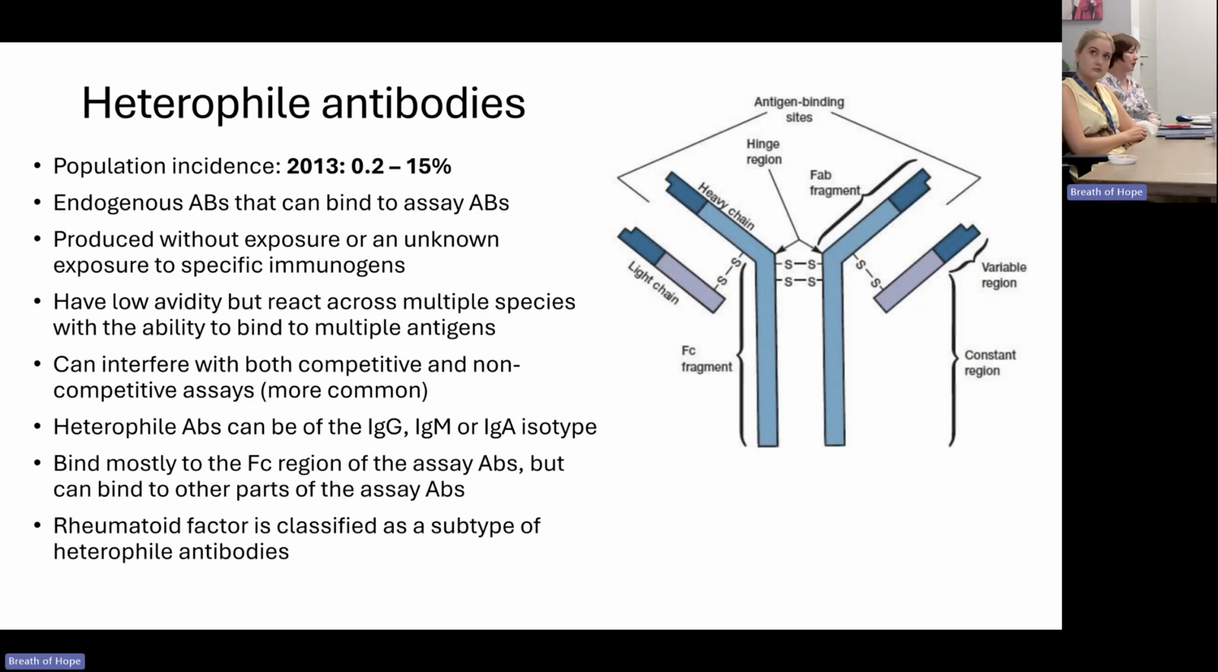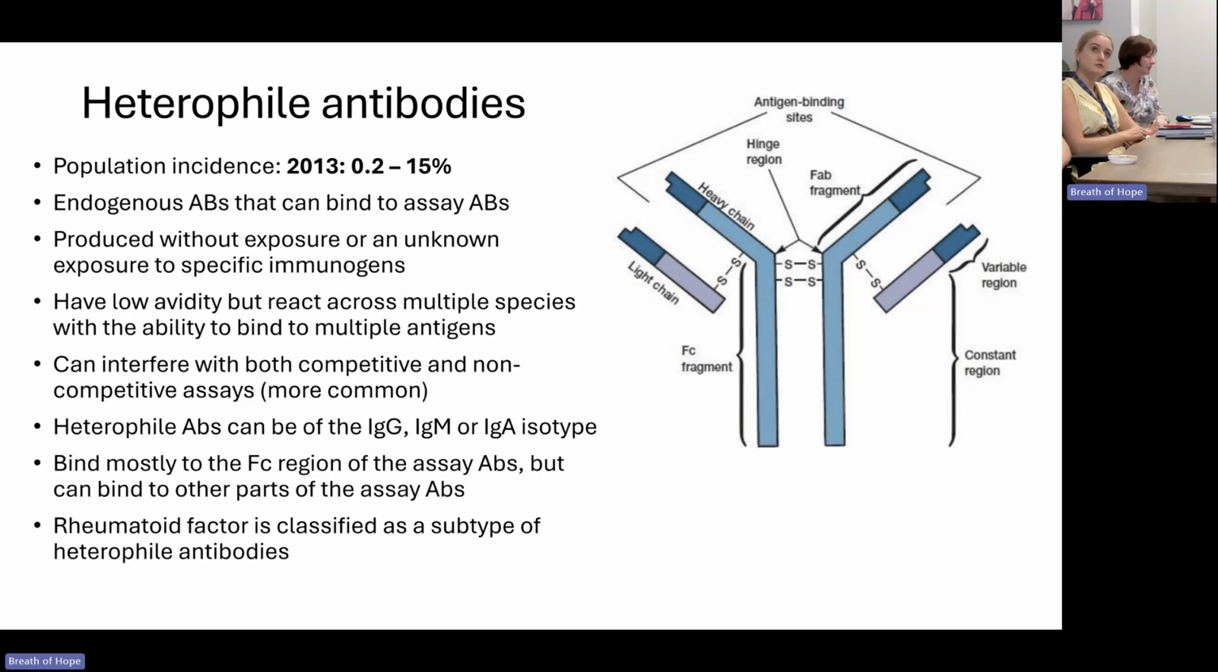So starting off with heterophile antibodies, the population incidence determined in 2013 is quite variable. You can see from 0.2 up to 15%, and it will depend on the type of population that you are actually researching. So heterophile antibodies are endogenous antibodies that can bind to assay antibodies. They are produced without exposure or an unknown exposure to specific immunogens. These antibodies have low avidity, but they react across multiple species with the ability to bind to multiple antigens. And they can interfere with both types of our immunoassays.